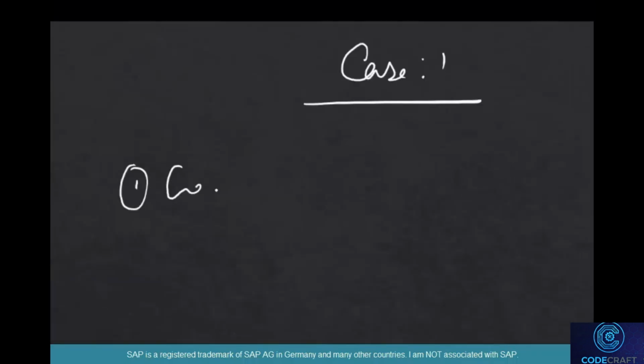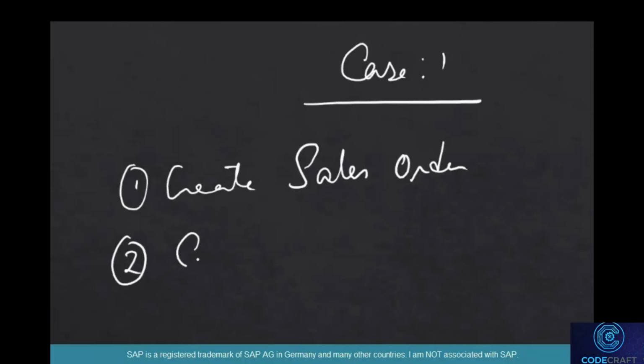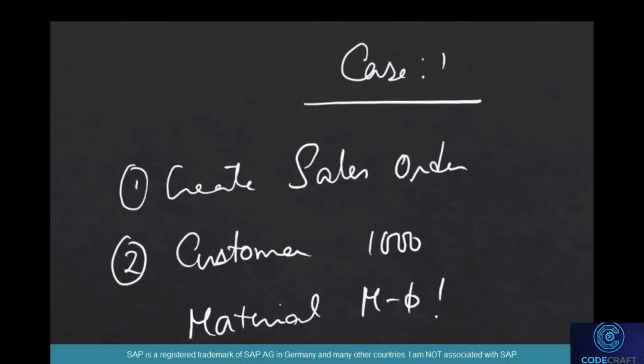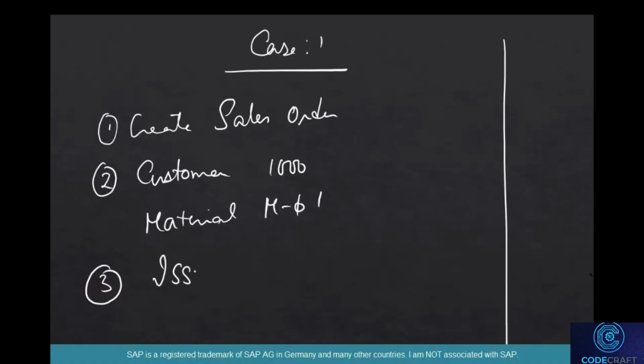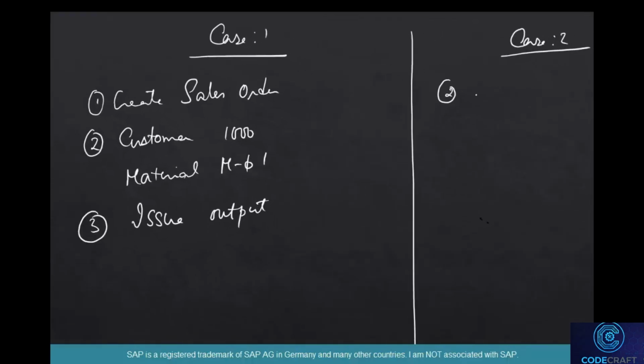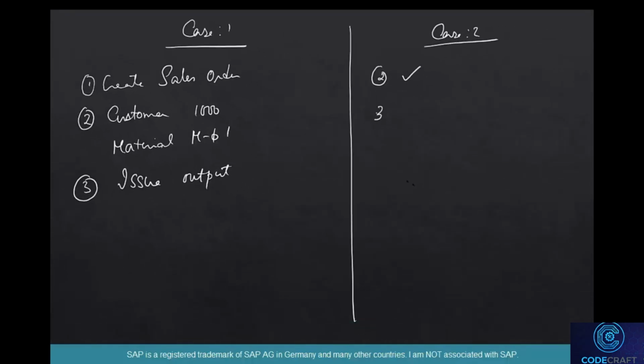I created a sales order using customer 1000, material M01, and I was able to issue an output. Case number two, same thing, create a sales order, customer 6790, same material, and I was not able to issue an output. Why is it the case?